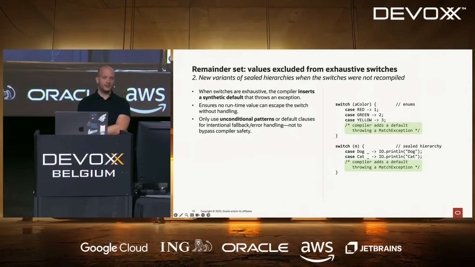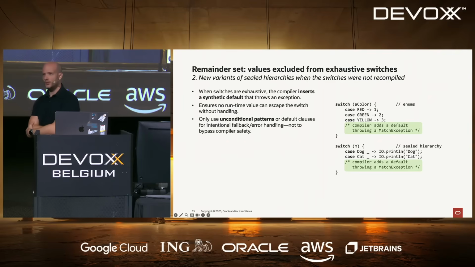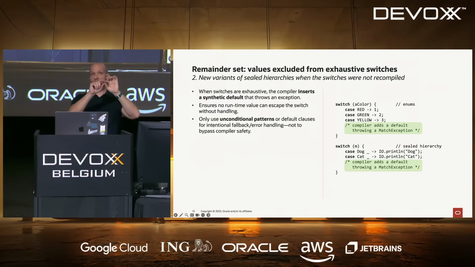The second value that is excluded from an exhaustive switch is new variants of sealed hierarchies if you don't recompile the code. If you recompile, all the switches are going to fail. If you don't recompile the code, and you don't have a match-all case on your own, then that match-all case, either a default or an unconditional pattern, would capture also the new variants that were added later.